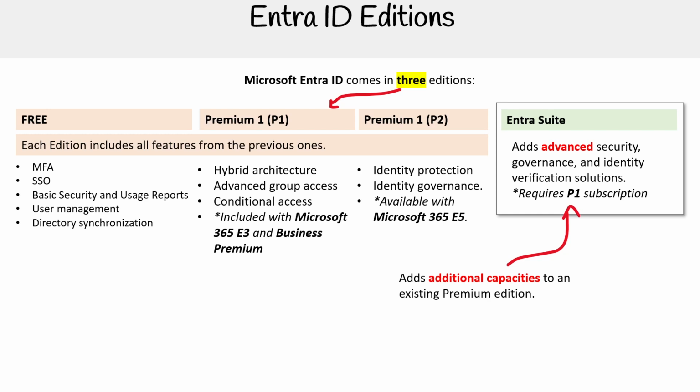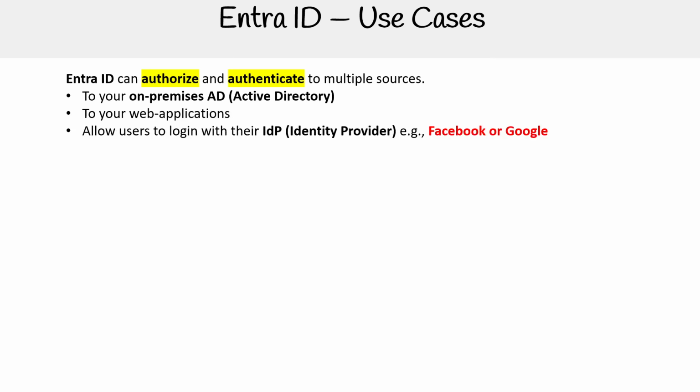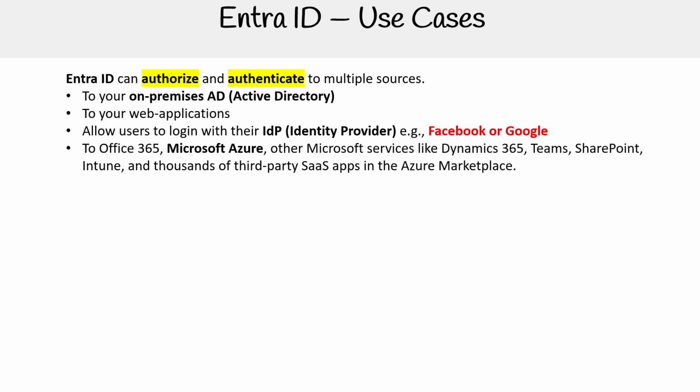Let's take a look at use cases for Entra ID. Okay, so Entra ID can authorize and authenticate to multiple sources. It can authorize and authenticate to your on-premise Active Directory, to your web apps. It allows users to log in with IDPs, so identity providers, think Facebook or Google. It can log into Office 365, Microsoft Azure, other Microsoft services like Dynamics 365, Teams, SharePoint, Intune, and thousands of third-party SaaS apps in the Azure Marketplace.